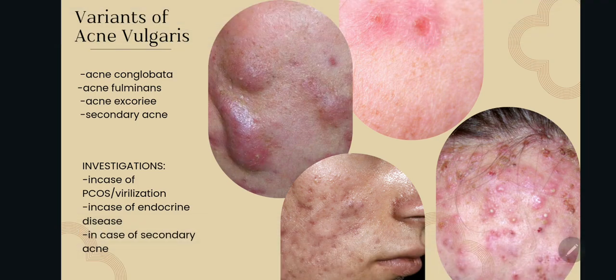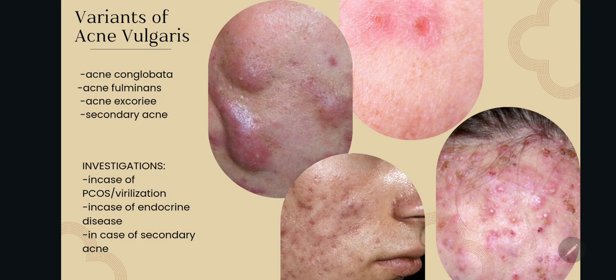Let's talk about secondary acne. Secondary acne can be caused by multiple causes. It can be caused by greasy cosmetics or occupational exposure to oils, tars, or chlorinated aromatic hydrocarbons. Predominantly pustular acne can occur in patients using systemic or topical corticosteroids, oral contraceptives, anticonvulsants, lithium, or anti-neoplastic drugs such as the epidermal growth factor receptor inhibitor cetuximab.